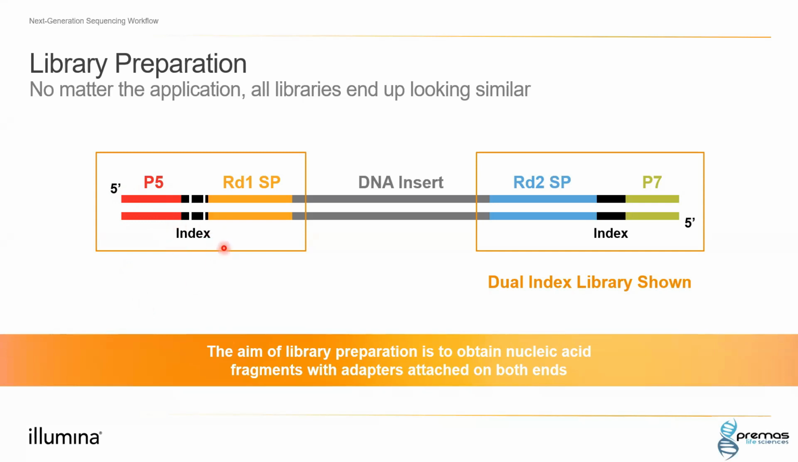Indexes are used for multiplexing. So basically, all the samples will be pooled together and put into one single run. If you want to segregate them, you need indexes. These are unique sequences that are introduced during your library preparation step for each sample. At the end, when the sequencing is completed, with the use of indexes, the samples are segregated. And the read one sequencing primer binding site is where your primer binds and then your sequencing initiates.